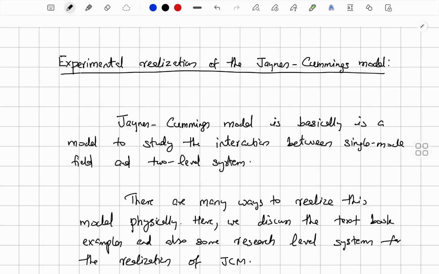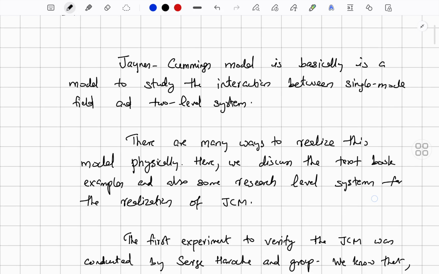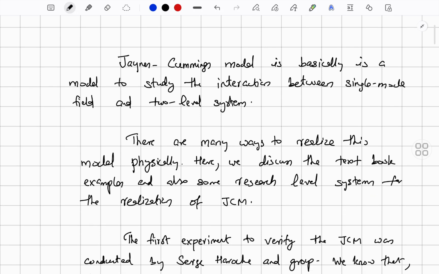So today we are going to discuss experimental realization of the Jaynes-Cummings model. We know that the Jaynes-Cummings model is basically a theoretical model which describes the interaction between a single Bose field and a two-level atom or a two-level system. There are many ways to achieve this particular model in a laboratory, and here we are going to discuss a few of them.